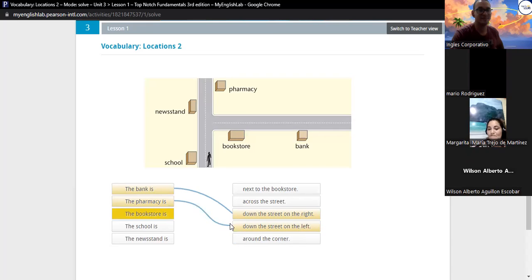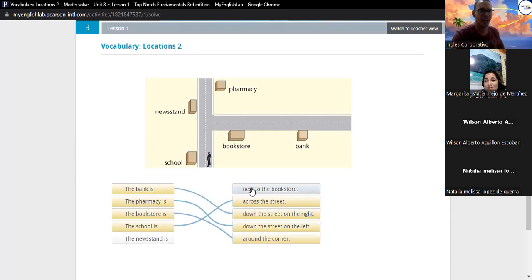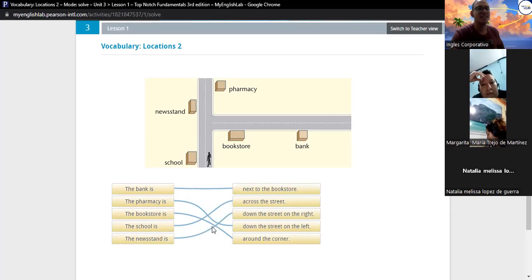Okay, let me go with this one. Where is the bookstore? Around the corner. Okay, where is the school? Across the street. Okay, tell me, what is the newsstand? Next to the bookstore? Are you sure? No, the bank is next to the bookstore. Mm-hmm. And now the newsstand is down the street on the right. Now, repeat, please. The bank is next to the bookstore.